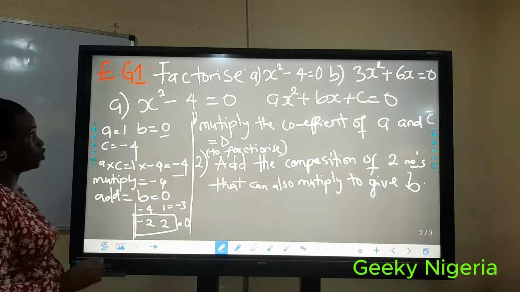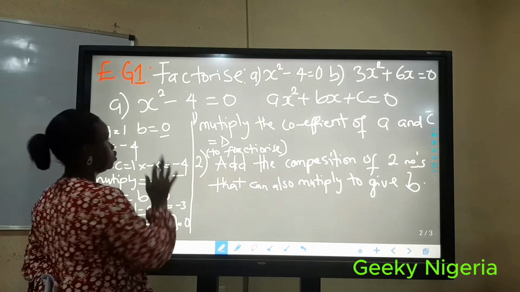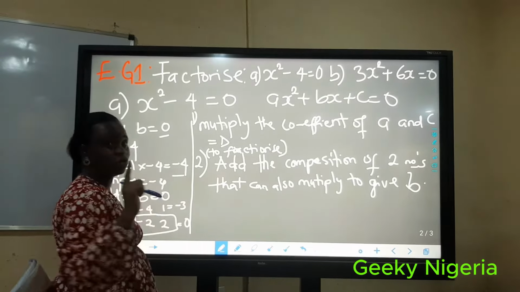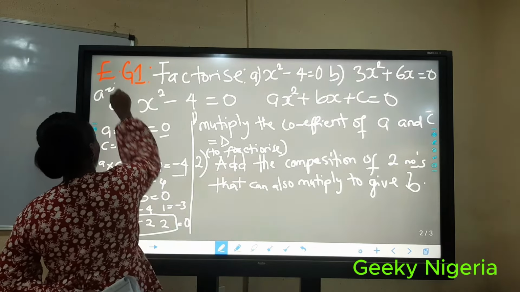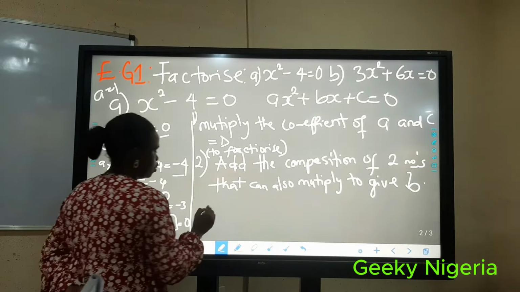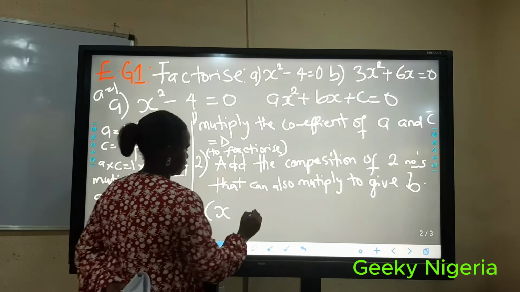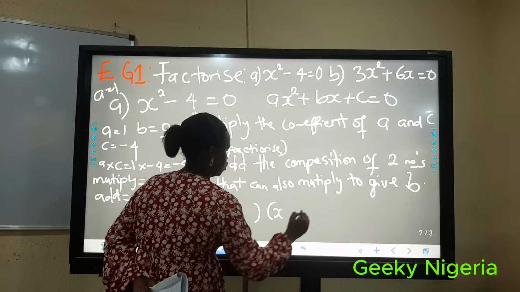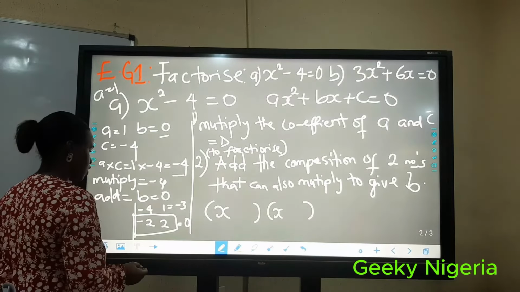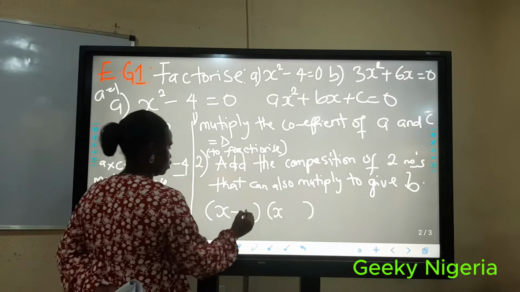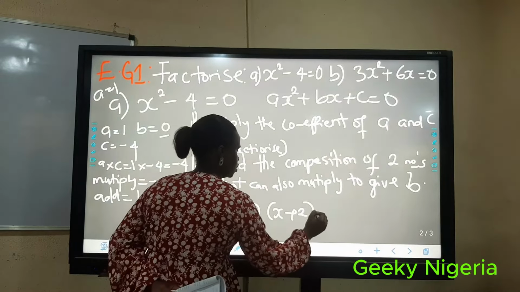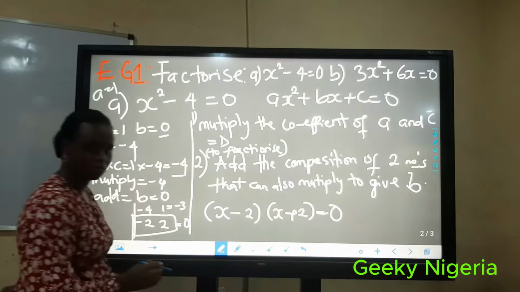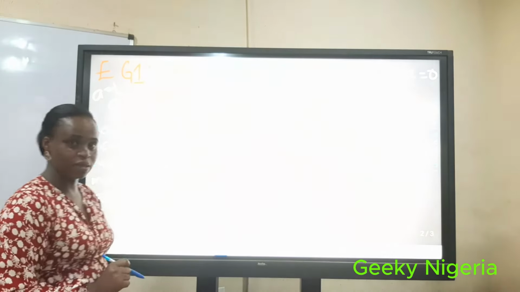So with that done, since you're looking for two factors, now remember this only applies when a is equal to 1. That's when this applies. So you open the bracket x. These are the two factors you're looking for. The first one is minus 2, so x minus 2. The next one is plus 2, x plus 2 is equal to 0. So with this you are factorized.